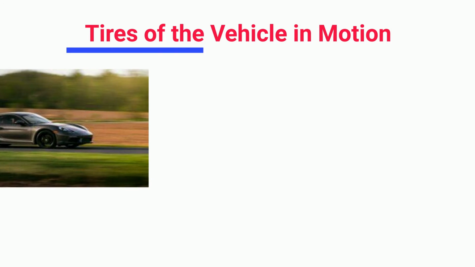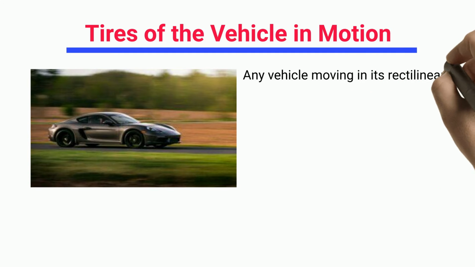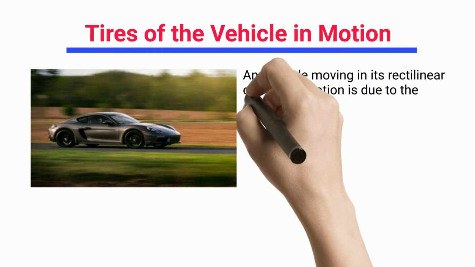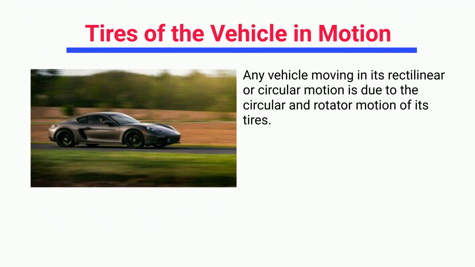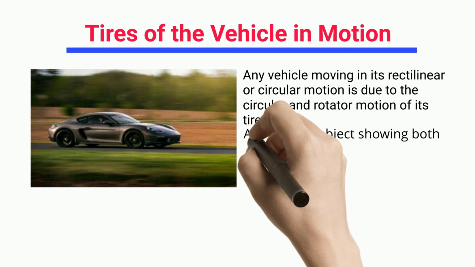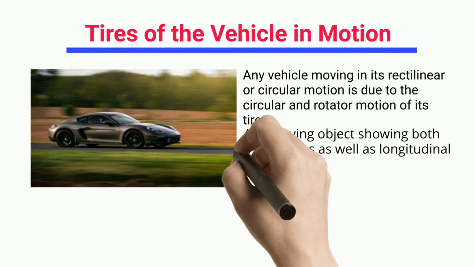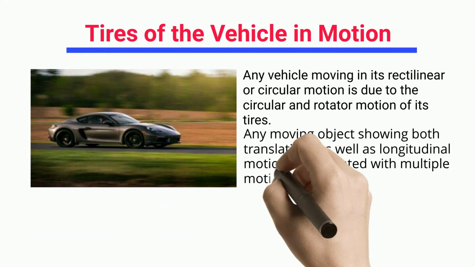Tires of the vehicle in motion. Any vehicle moving in its rectilinear or circular motion is due to the circular and rotatory motion of its tires. Any moving object showing both translational as well as rotational motion is associated with multiple motions.